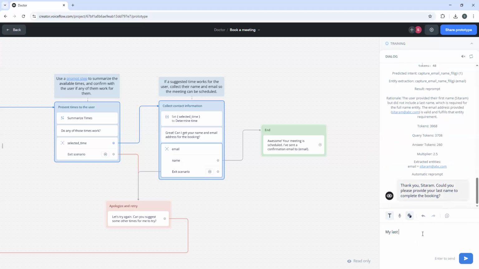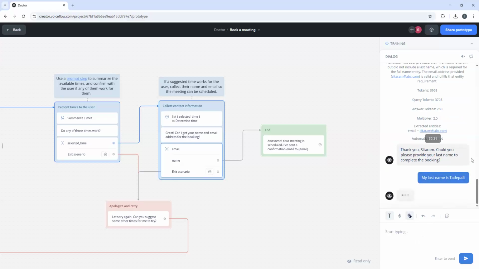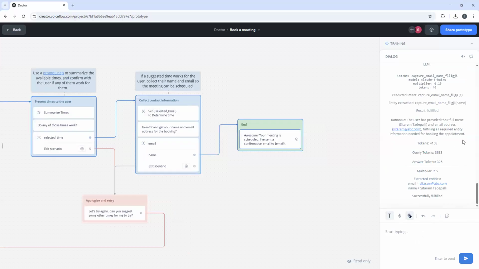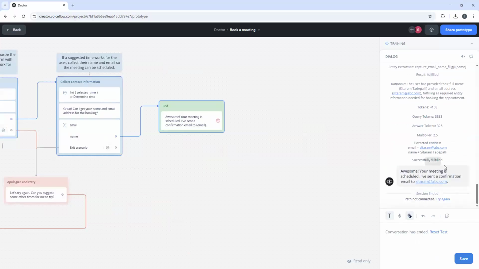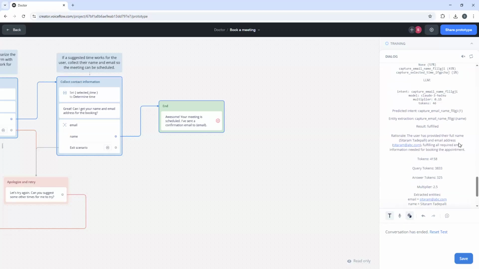My last name is Thadepalli, and it completes the booking. It says, awesome, your meeting booking is completed, and I have sent you confirmation on so-and-so email. Perfect. So let us do the postmortem of what has happened.